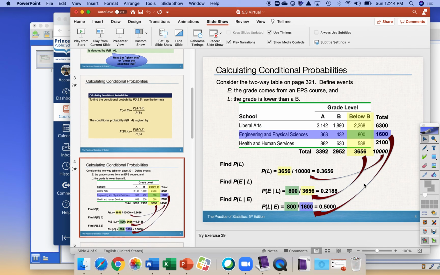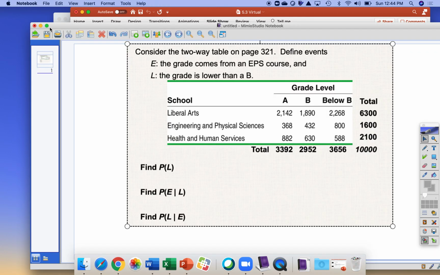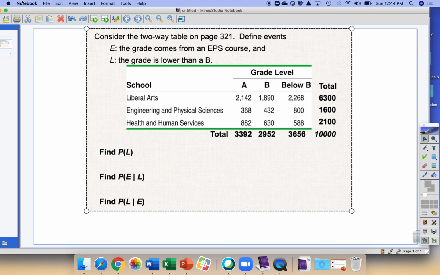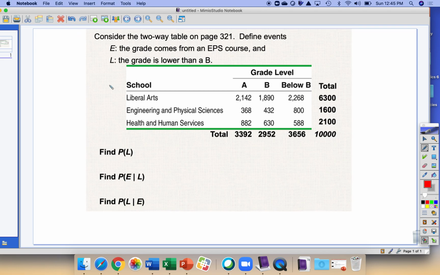However, I will show you how we could use the formula if we wanted to. So here we are, same exact thing. And we want to find the probability of event E given event L. According to our formula, it would be the probability of event E and event L over the probability of event L. Well, the probability of event E and L, so that would mean comes from an EPS course and below a B, would be 800 divided by 10,000.